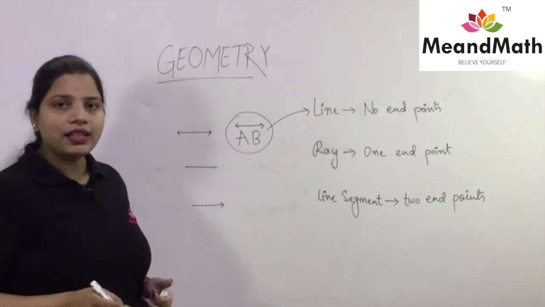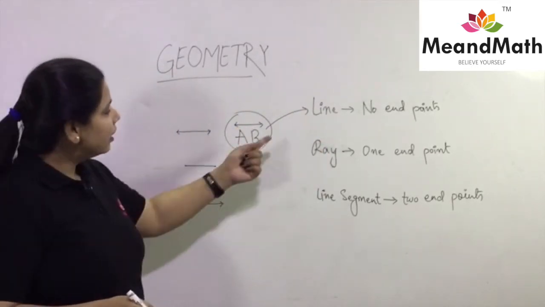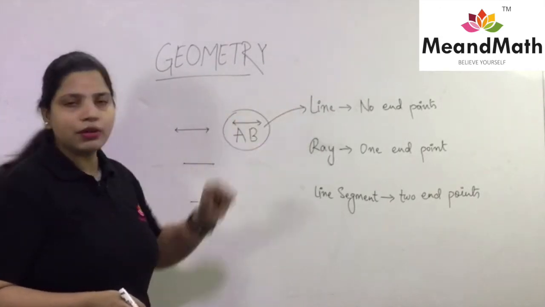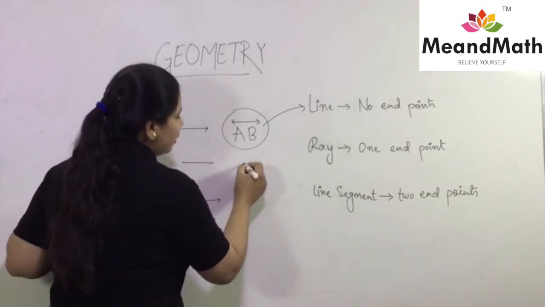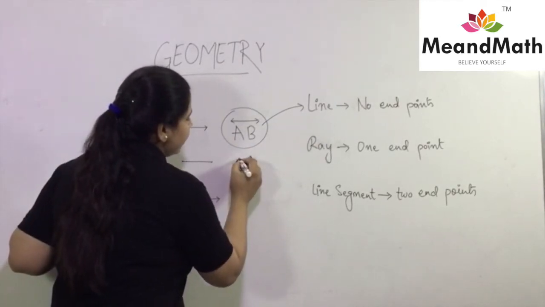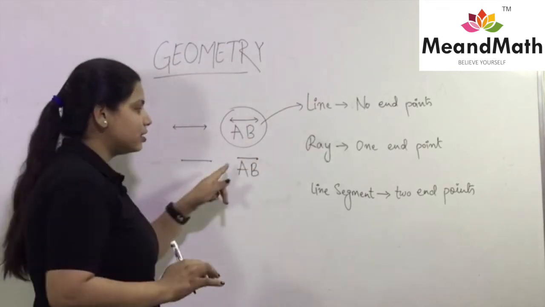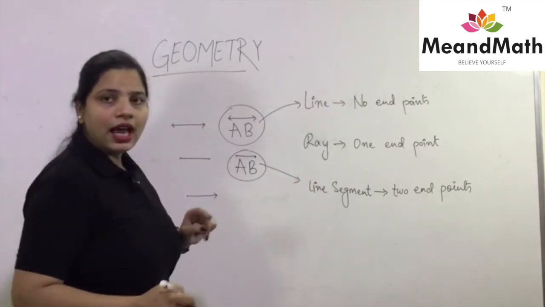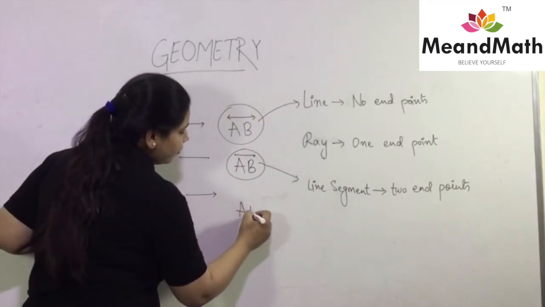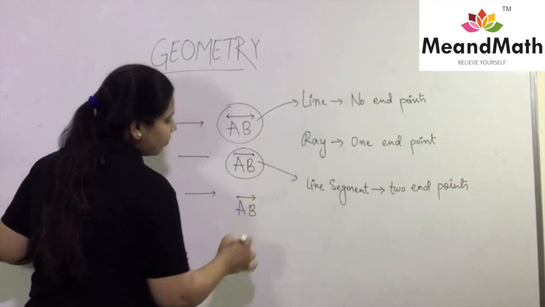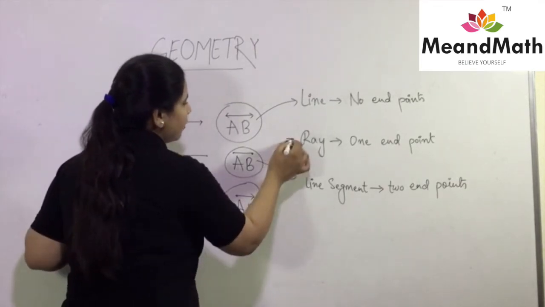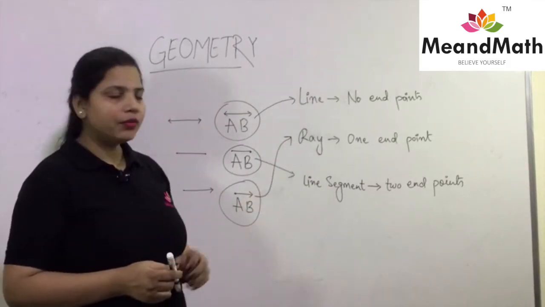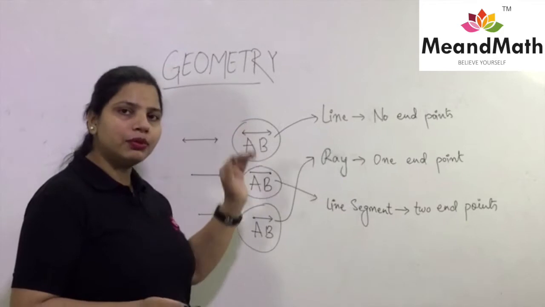How will we identify this? We'll just see above the line. If the drawing above shows a line, that means it will be a line. If AB is written like this, so it has 2 endpoints, that means it is a line segment. And if it is written as AB with a ray above this, so it is nothing but a ray. So that means when we name any of them, we have to draw that above the name.